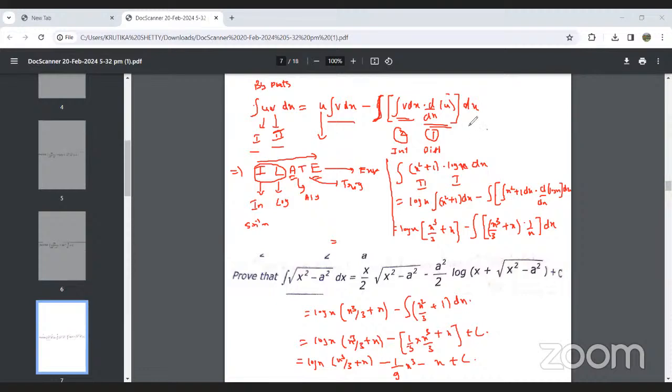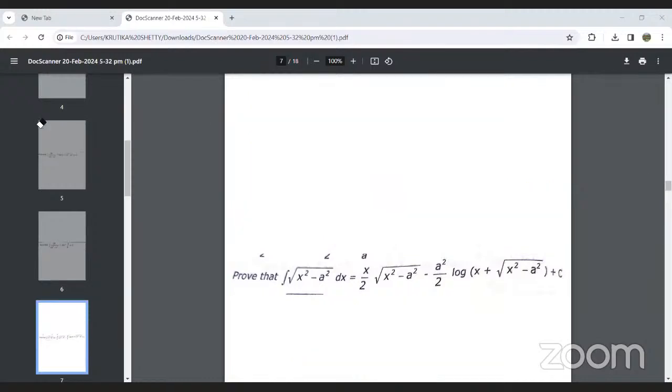Okay, so we will continue with the first property now. As per the first property, what will we be doing?